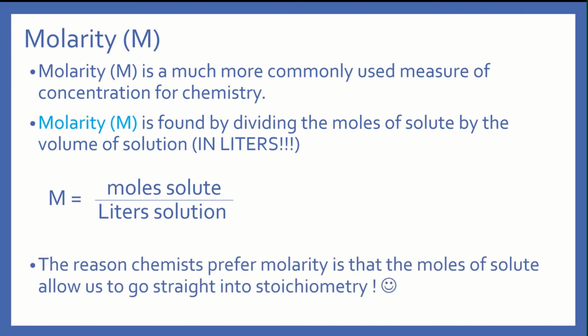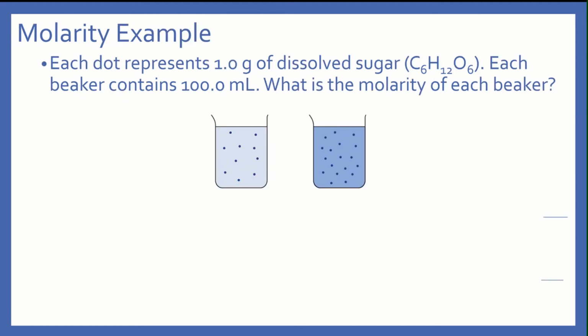The reason why chemists prefer molarity versus a percent concentration is that we can work with moles, and moles allows us to go straight into stoichiometry, and we can start using that molarity, those moles, back and forth, and we can work with our problems. We can go from products to reactants, reactants to products. We love moles. This is chemistry.